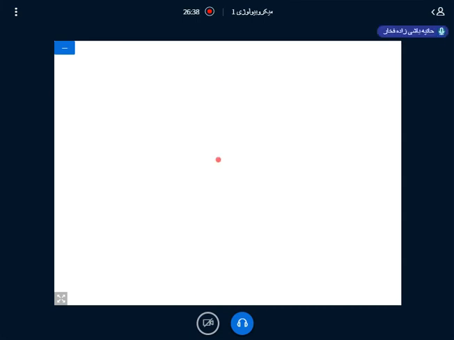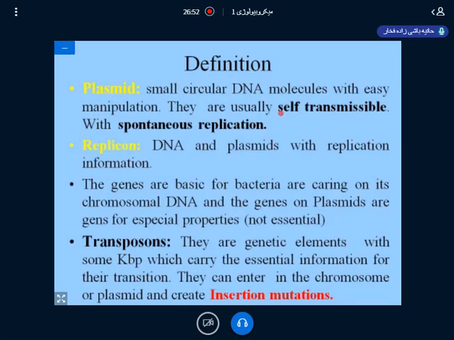Definition. What is the definition of plasmid? A small circular DNA molecule with easy manipulation. They are usually transmissible with continuous replication. Plasmid is a small circular DNA molecule which has easy manipulation. They are usually self-transmitted with spontaneous replication. Please write this slide.